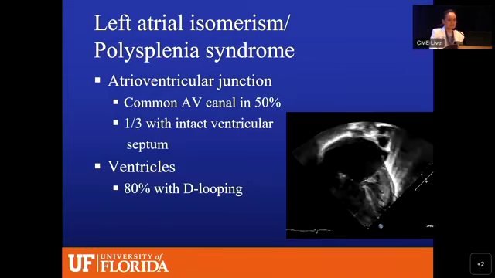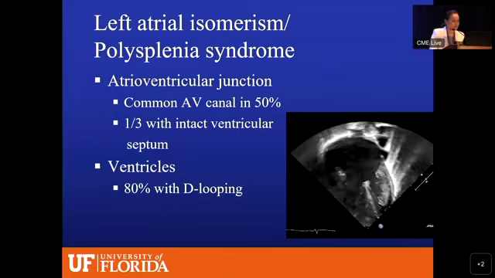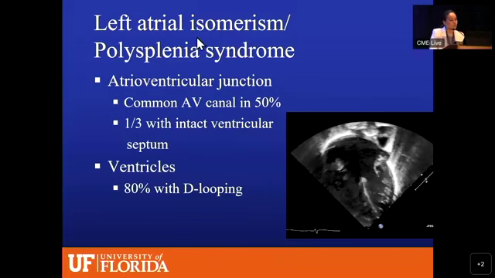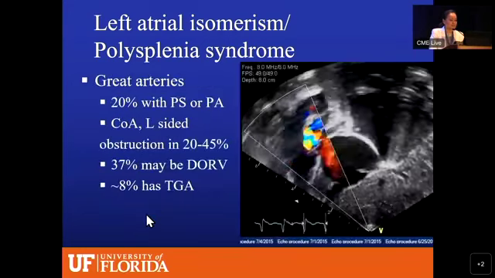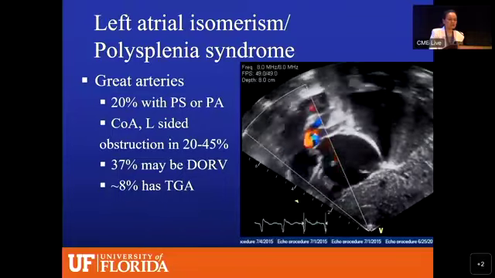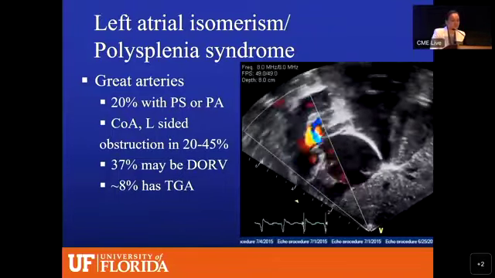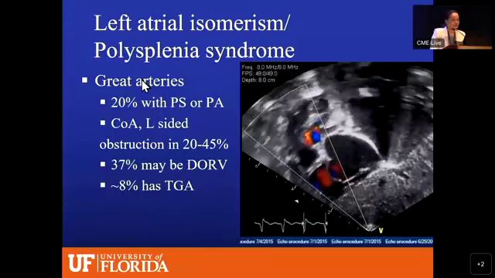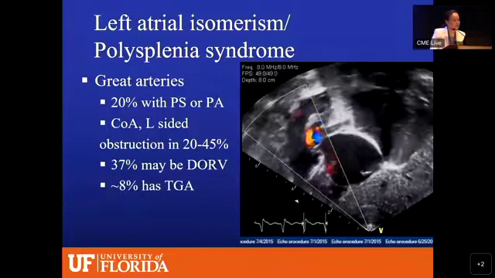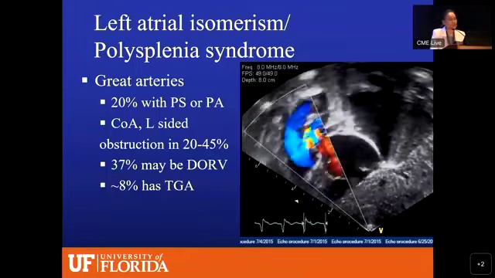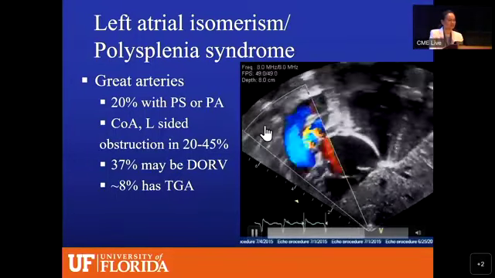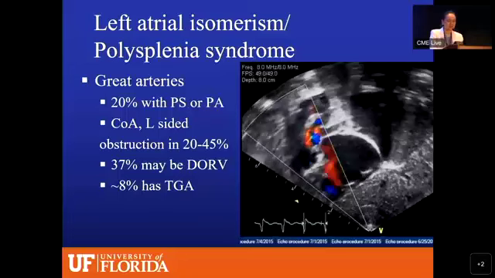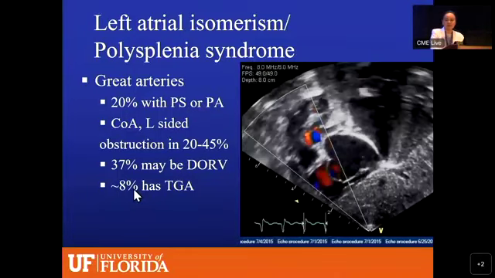Now, AV canal can be seen in 50% of left atrial isomerism or polysplenia patients, and 1/3 of them have an intact ventricular septum, and you'll just have a common atrium. 80% is associated with D-looping, and again, great arteries. Only 20% are associated with pulmonary stenosis or atresia, and they're usually associated with coarctation of the aorta or left-sided obstruction in 20 to 45%. 37% may be double outlet right ventricle, and only around 8% have transposition of great arteries, and most are normally related great arteries.